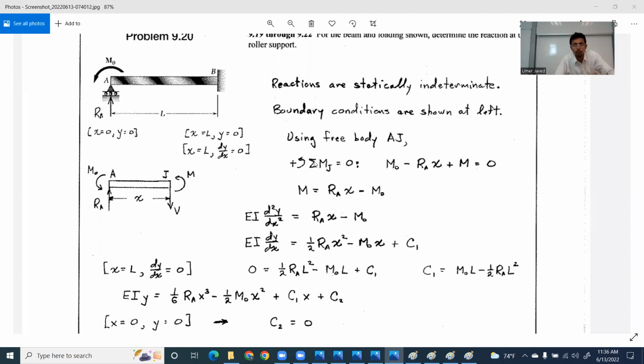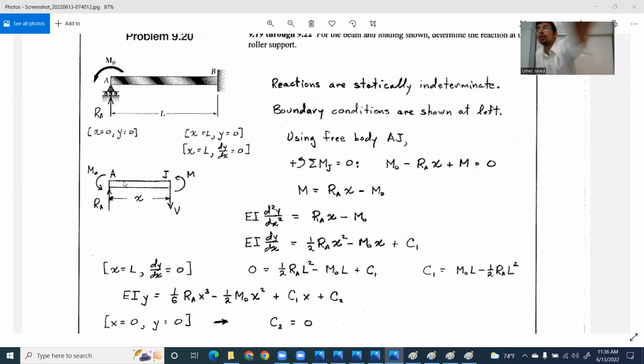Number one, you will do the same thing as you usually do, right? You can just do summation of moment about a particular section, make a cut. So if you do it, what will you have? Minus RA multiplied by X, plus the counterclockwise moment acting at the end. And this M appears because you have made a cut. So that's your first equation: M is equal to RA X minus M naught.